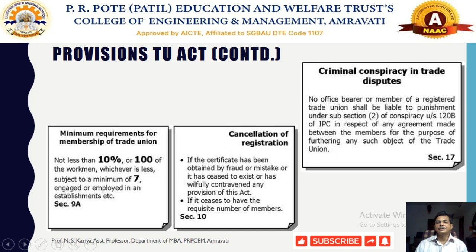Criminal conspiracy in case of a trade dispute. If it has been identified that any of the office bearers are involved in conspiracy or fraud, or are doing unfair labor practices, then according to section 2 a case will be registered under the Indian Penal Code, and the necessary action will be taken against that particular trade union or the office bearer of that trade union. This has also been mentioned in section 17 of the Trade Union Act 1926.